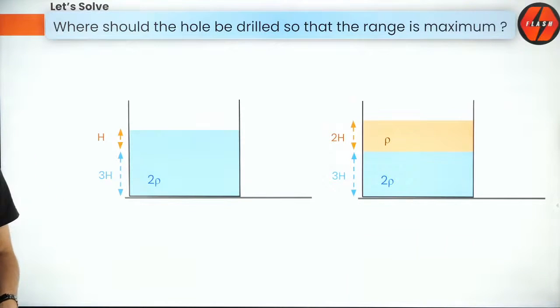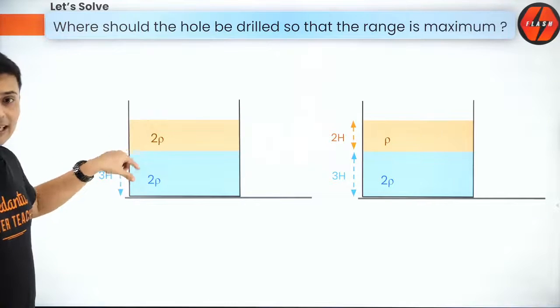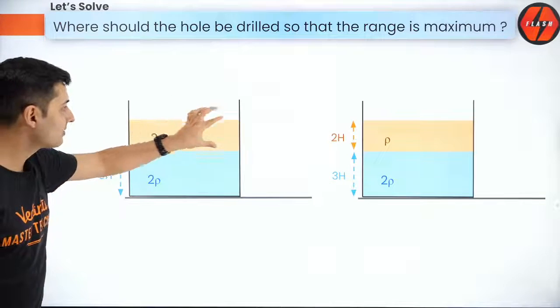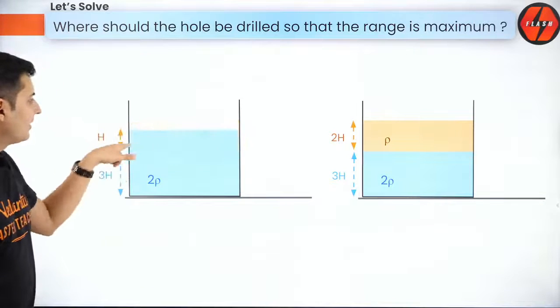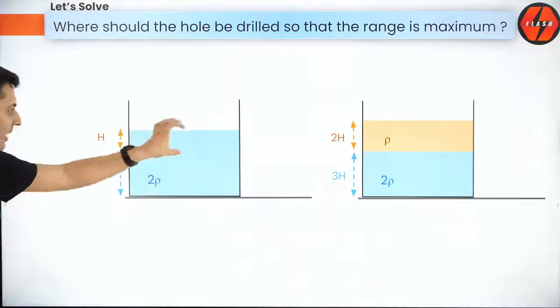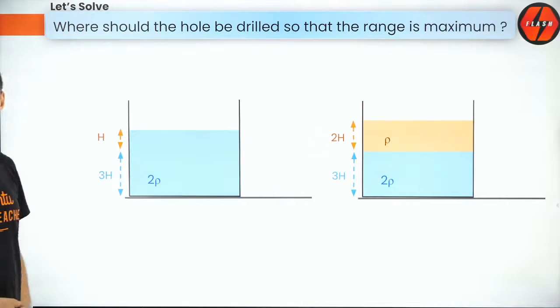Now, why I did not add density? Saurav, why should I add density? Why will it get added? It's the same liquid, right? It's converted into one liquid. So that's why it's looking like one simple liquid. So that's why 2 rho.